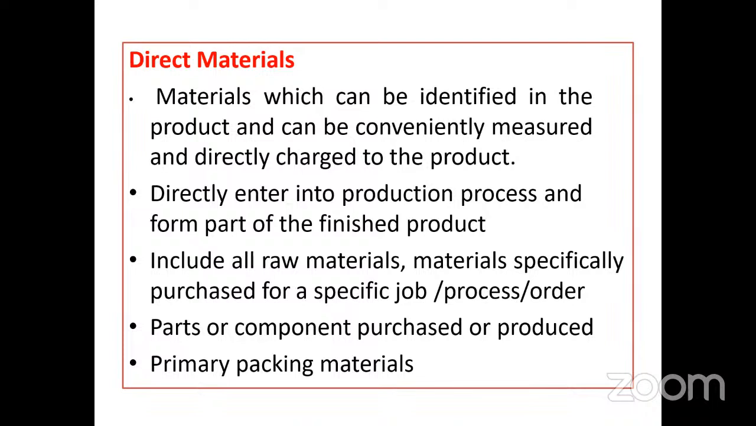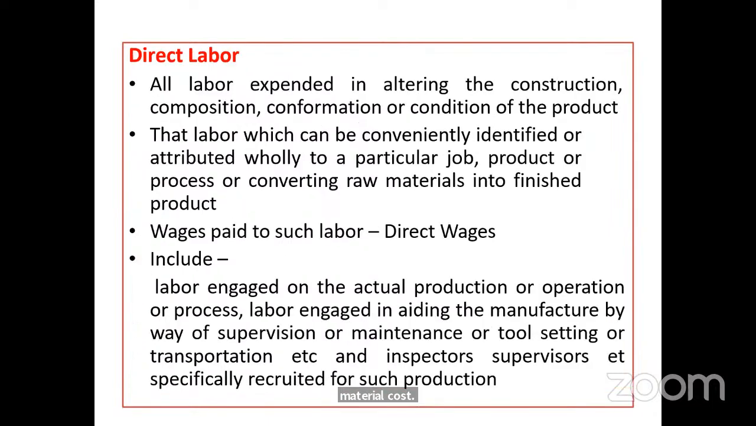So that is the direct material. Easily it can be identified and conveniently it can also be measured. It directly enters into the production process and becomes part of the finished product. So direct material includes raw material, and material specifically purchased for a particular job, particular process or particular order. These come under direct materials, along with parts or components purchased or produced, and primary packaging of the material. So it includes the direct material cost. Is it clear? Yes. Okay.